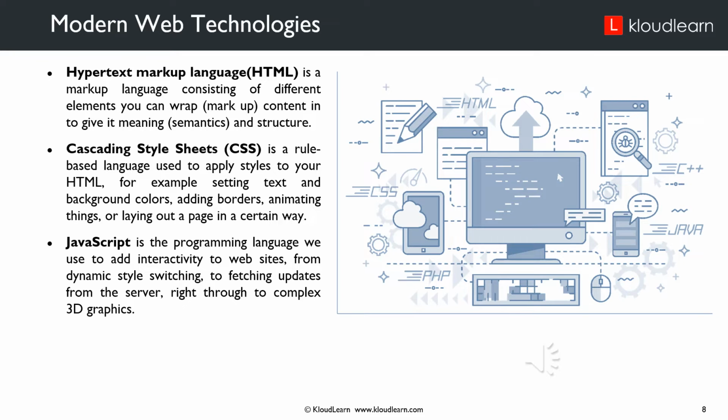Cascading Style Sheets (CSS) is a rule-based language used to apply styles to your HTML. For example, setting text and background colors, adding borders, animating things, or laying out a page in a certain way. JavaScript is the programming language we use to add interactivity to websites, from dynamic style switching to fetching updates from the server, right through complex 3D graphics.